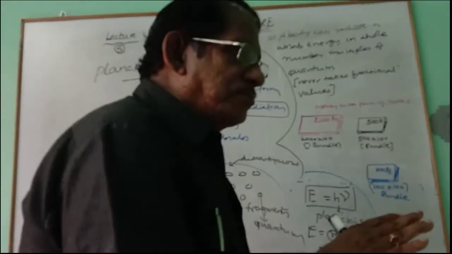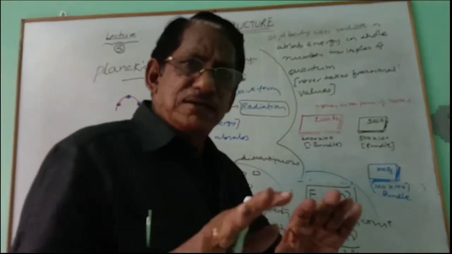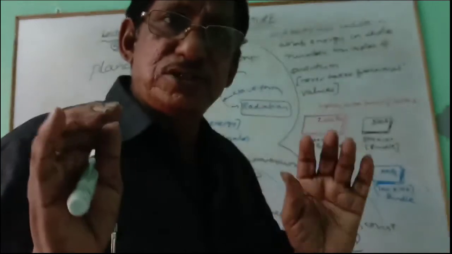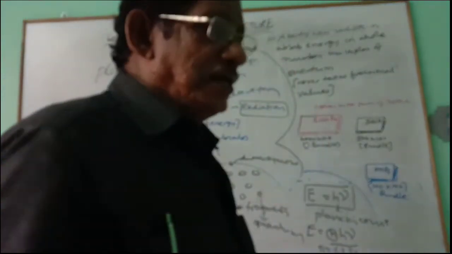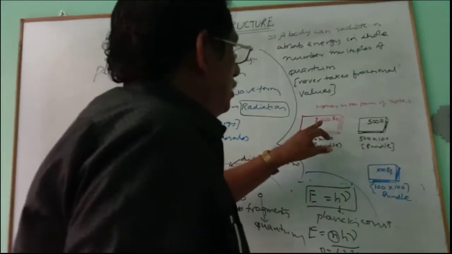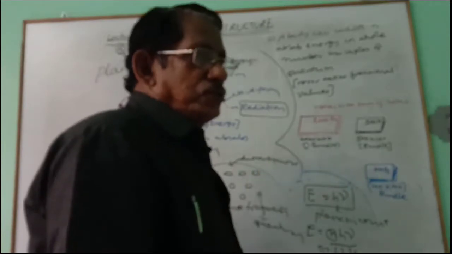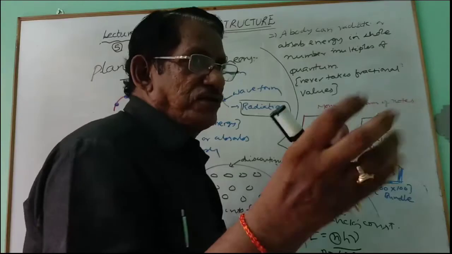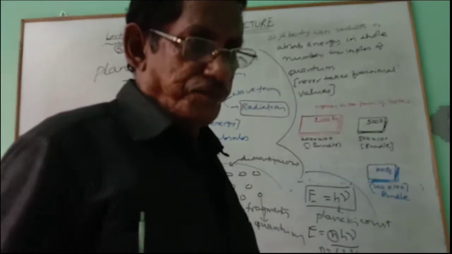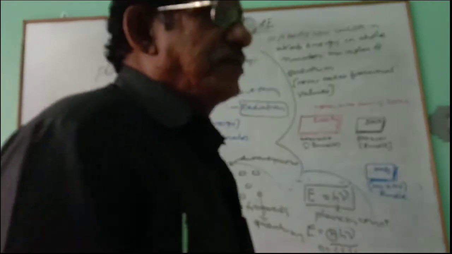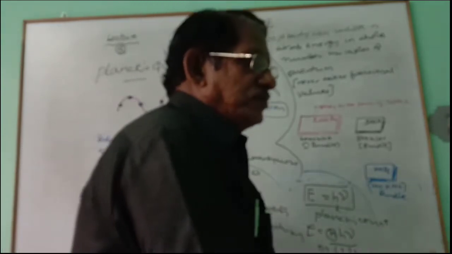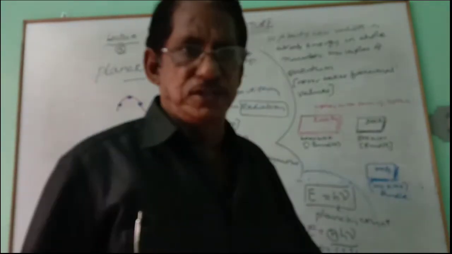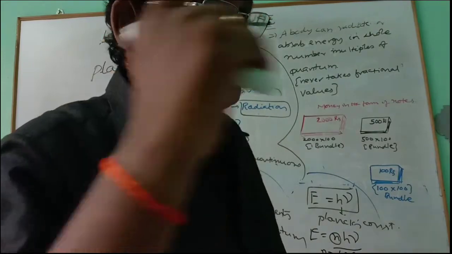Now quantum never takes fractional values. In what way can you understand? A simple example here, 2000 rupees. If I ask you for 10,000 rupees from the bundle, you will take 5 notes. 5 into 2000 is equal to 10,000. If I ask 50,000, you will take 25 notes. 25 into 2000 is equal to 50,000. In that way you can give. You can give multiples of 2000.